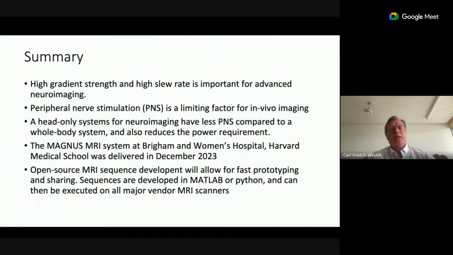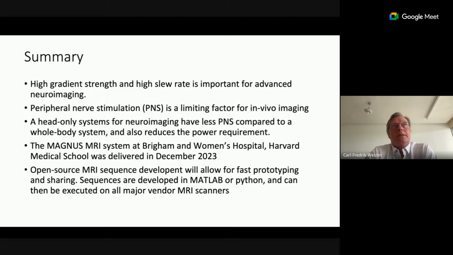So just a quick summary. As I mentioned, high gradient strength is important to get enough signal to look at small things like white matter tracts. Currently, nerve stimulation is now the limiting factor, not the quality of the hardware, and that means we have to go to head-only gradients to push the system to what they can do.